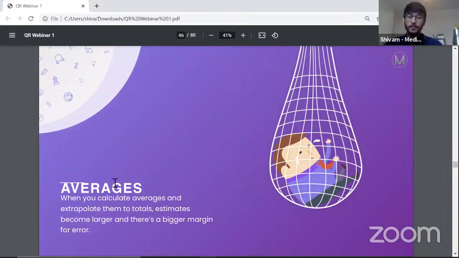Fantastic. And again, another big thing with averages is that when you calculate averages and extrapolate them to totals, estimates become larger, and there's a bigger margin of error. So what does this actually mean, Ashir? What are we trying to get across here with averages? So with averages, when you're actually working them out over there, we worked out the average was 1,150.